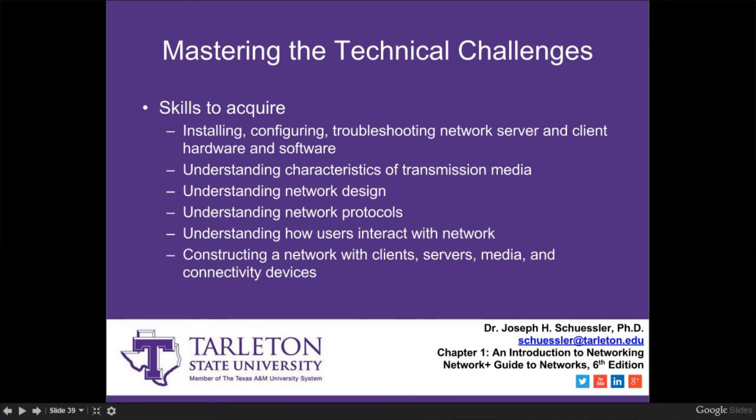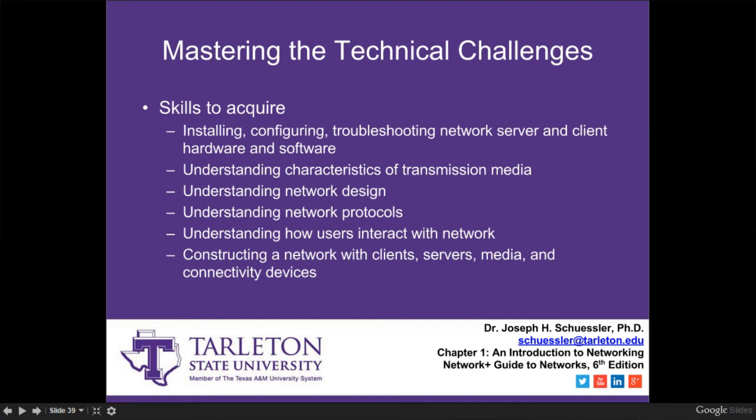So some of the skills to acquire: installing, configuring, and troubleshooting networks is obviously a great start. Understanding the characteristics of transmission media, understanding network design, network protocols, how users interact with the network, constructing a network with client servers, media, etc. You become a generalist in all of these different areas.